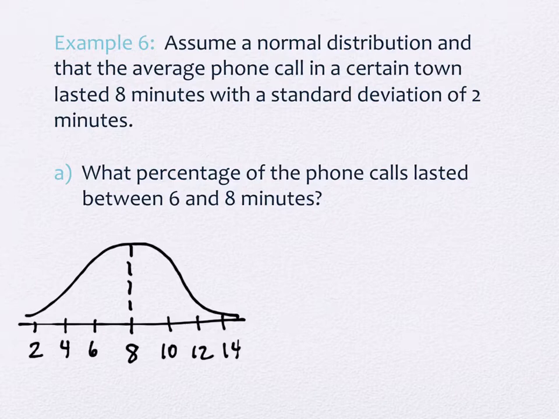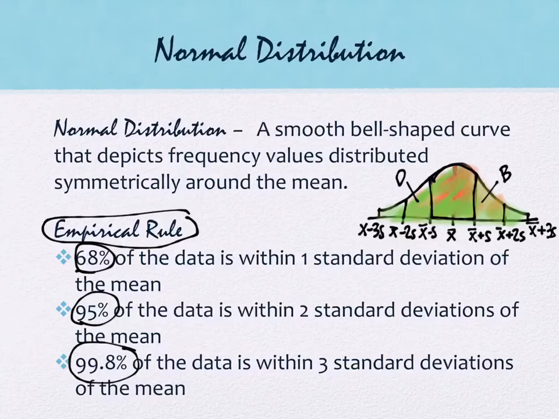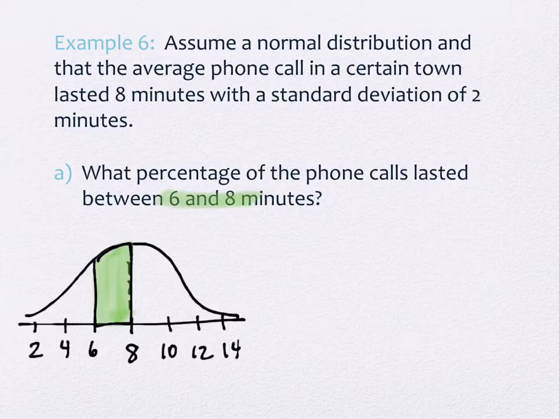And then we're going to use the information asked for to get the next piece. It wants to know the percentage of the phone calls that last between 6 and 8 minutes. In other words, it wants this piece. And you will shade it in. It doesn't have to be in colors, obviously, but you're going to shade in that this is the part of the graph that you are looking for. Now, that's not exactly 68, 95, or 99.8, but we should be able to use those values to figure out what that shaded part is. Any thoughts on how we would figure out that shaded part?